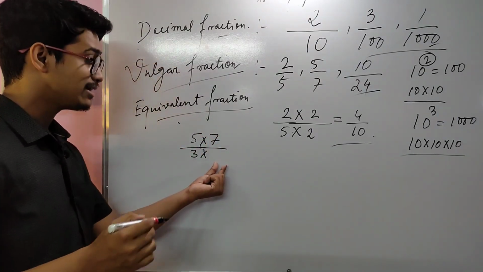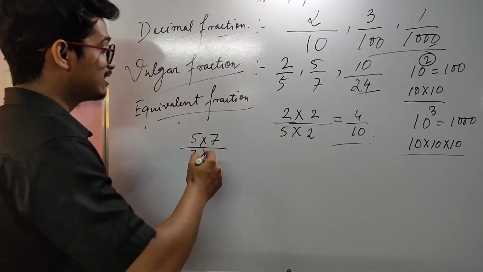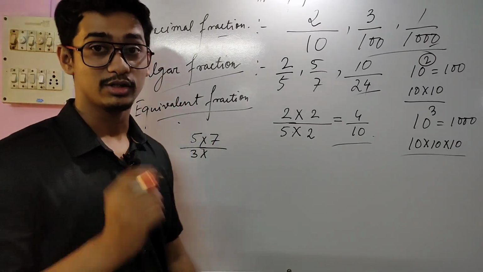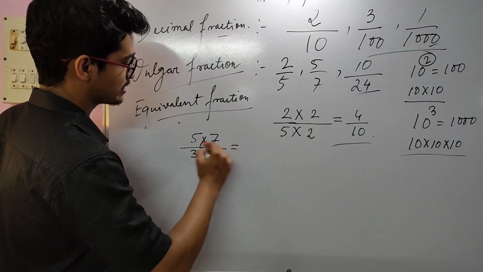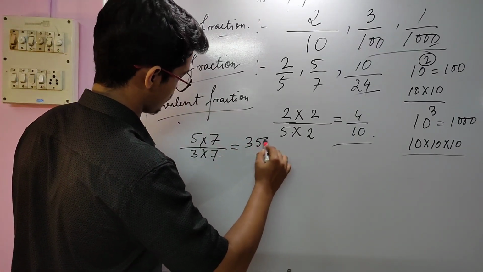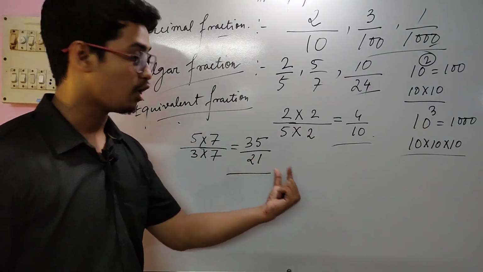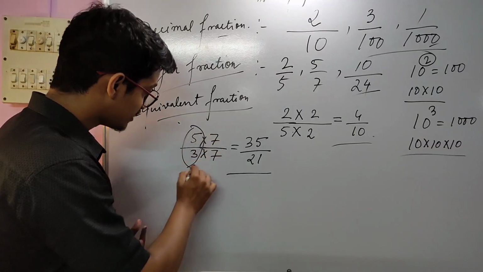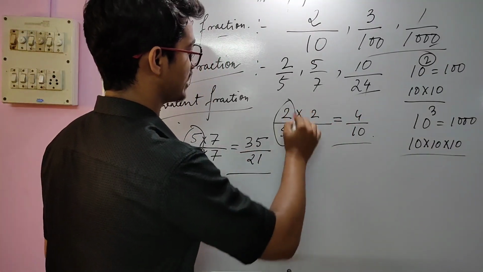So here it must be 7. It couldn't be 8, because then the definition of equivalent fraction couldn't exist. So we have to multiply with 7 only. So what is the result over here? That is 35 by 21. So that is the equivalent fraction of 5 by 3. 4 by 10 is the equivalent fraction of 2 by 5.